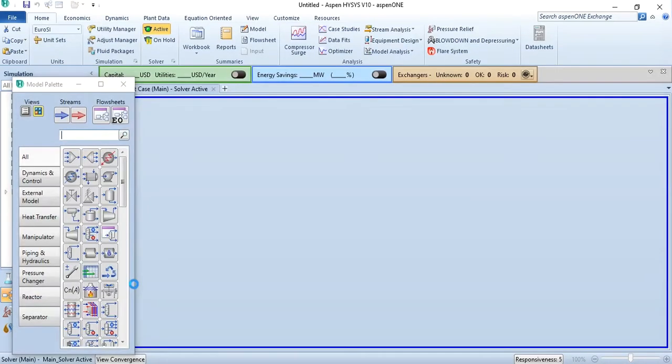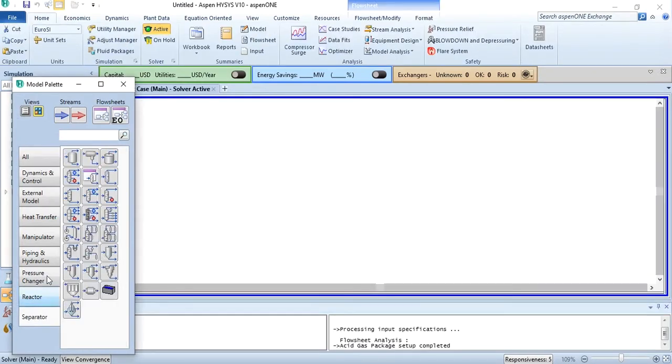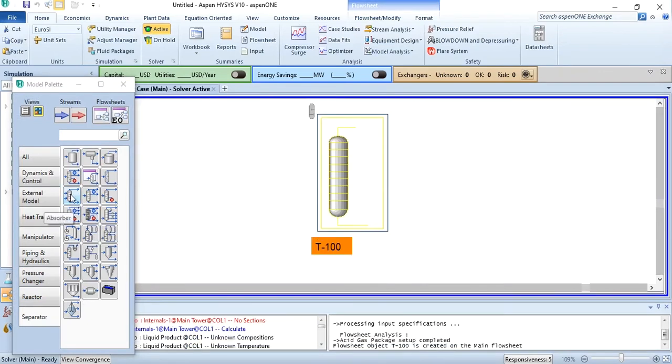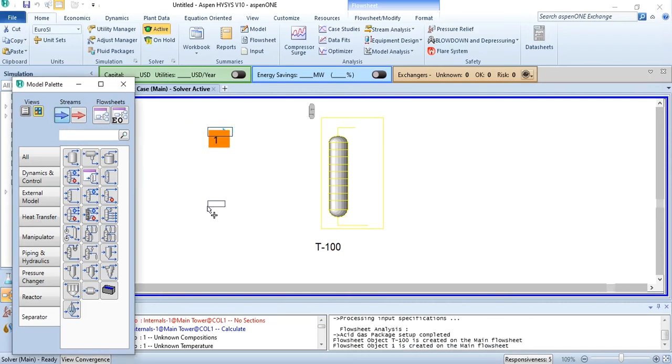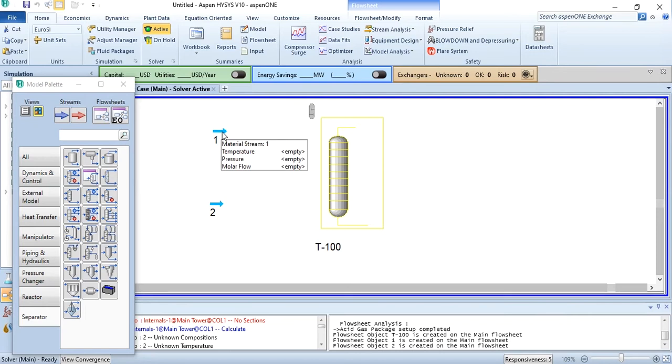Now clicking on simulation and going to separator, the absorber is placed over here. Click it and place it over here. As its diagram shows, it requires two inlets and provides two outlets. So we will first add the material streams and fulfill the requirements. Obviously we know that the flue gas will enter from the bottom of the column and the solvent will enter from the top of the column, and then the solvent will leave from the bottom of the column and the gas will leave from the top of the column.